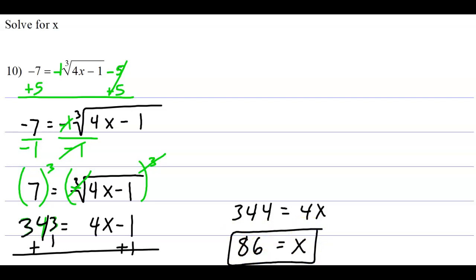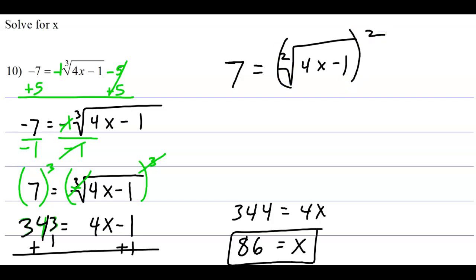Okay. Now you would do the same thing if instead of a cube root, it was a square root. So let's say we had this. Remember, a little second ago, we had something that looked like this. But let's just say that they didn't have a number here. Well, when there's no number there, that means it's a square root. So if you want, you can just put a 2 there. And so what you would do is you would square both sides, and you'd be good to go.